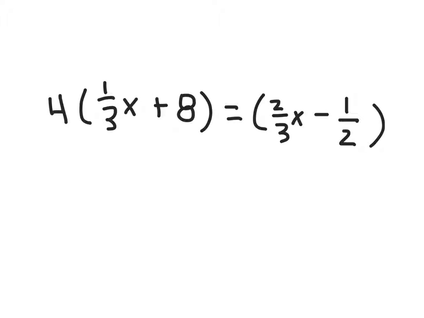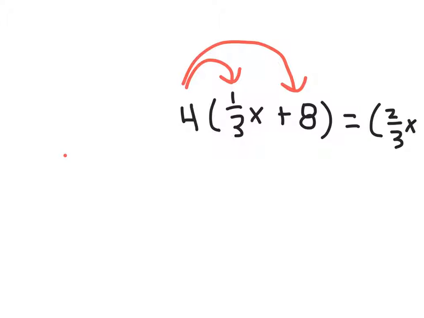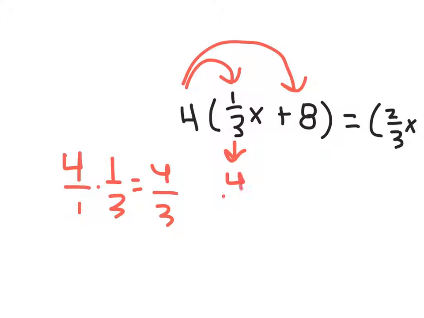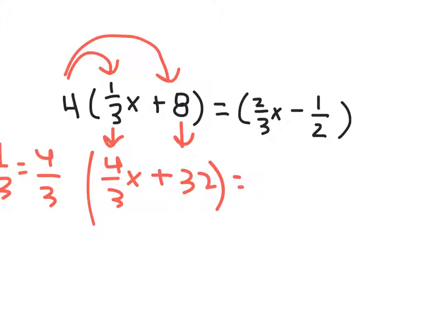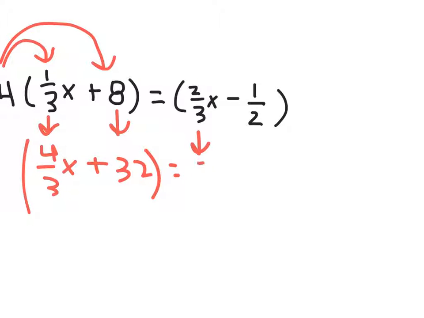So here's our problem. And the first thing we're going to start with is distributive property. So over here, you're going to multiply. So it's going to be 4 over 1 multiplied by 1 over 3. And that is going to come out to 4 over 3. So you're just going to bring that down. 4 over 3 x plus, and then 4 times 8 is 32. And then I'm going to bring down my parentheses and bring down the equal sign. And over here, we didn't do anything with distributive property, so we're just going to bring these numbers down.